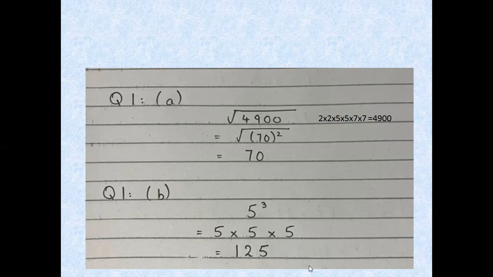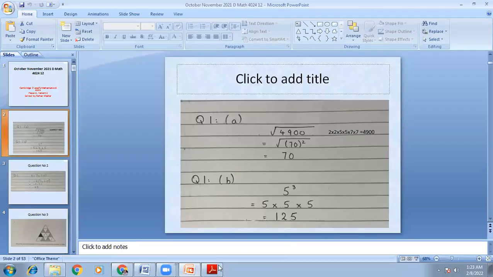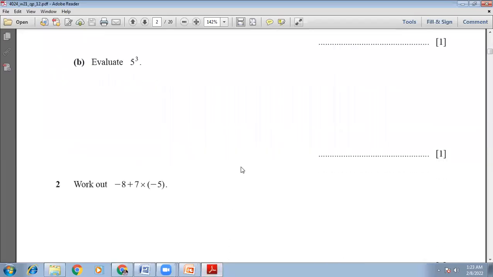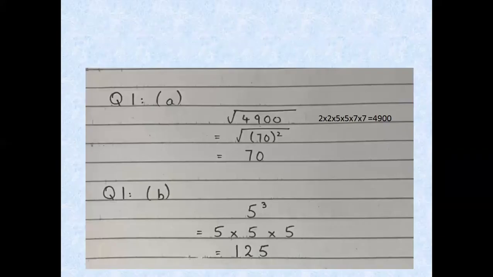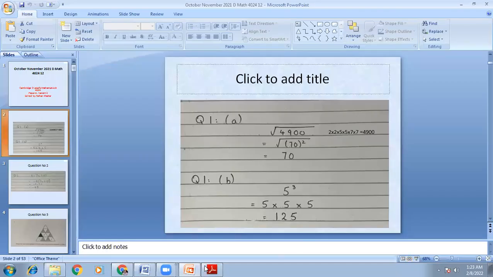Okay, so the B part. Let's have a look at the question paper first. Here we have evaluate 5 raised to power 3. 5 raised to power 3 means 5 multiply 5 multiply 5. So 5 5s are 25, 25 5s are 125. So 5 cube means 5 multiply 5 multiply 5, and that will be 125.